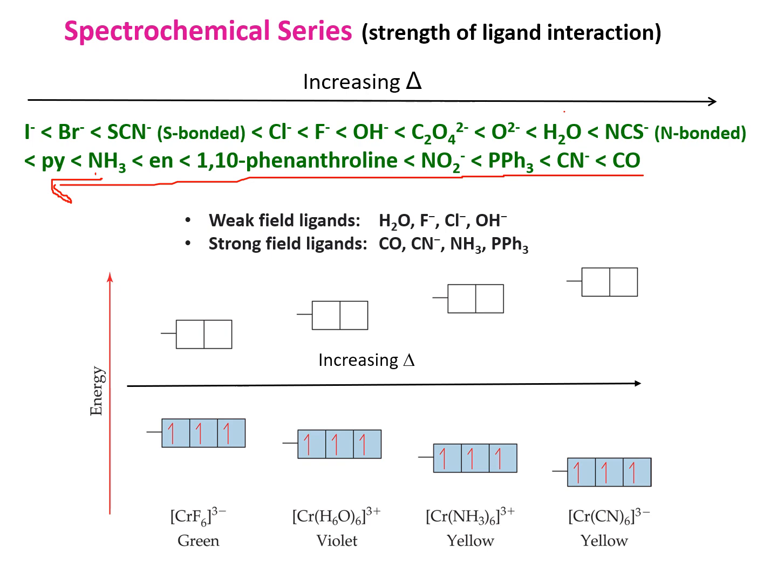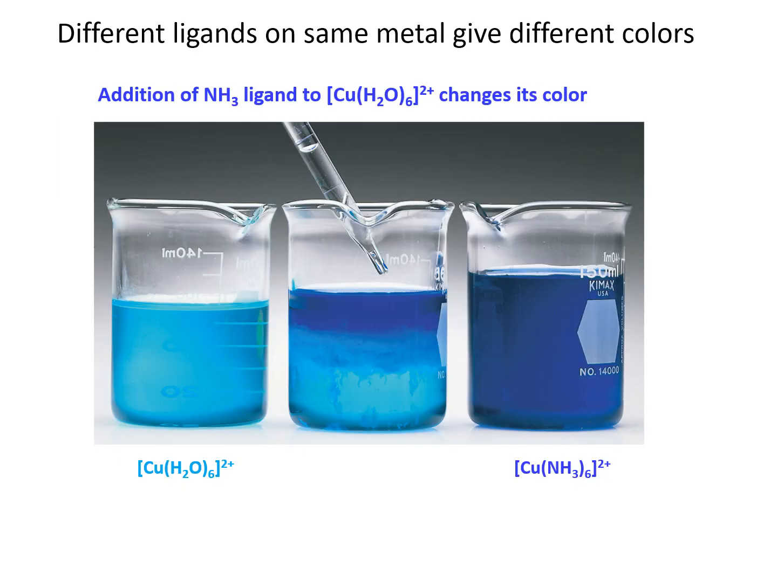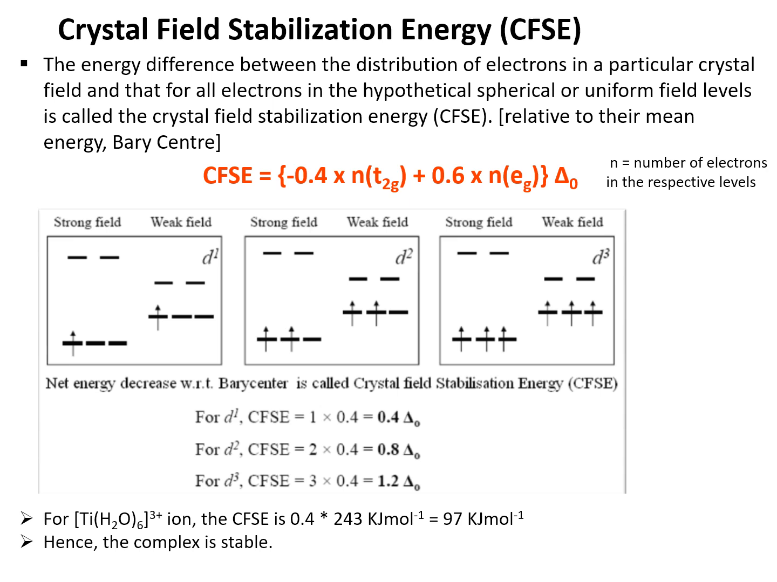So using this spectrochemical series, we can easily identify which complex will show better splitting. This is the use of the spectrochemical series. Besides the spectrochemical series, we can see some color change with ligands. Different ligands produce different splitting energies and therefore different colors. For example, replacing water ligands around copper 2 with ammonia changes the color, and it becomes more intensified.